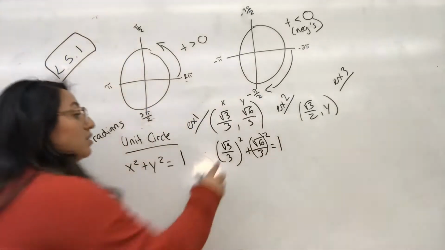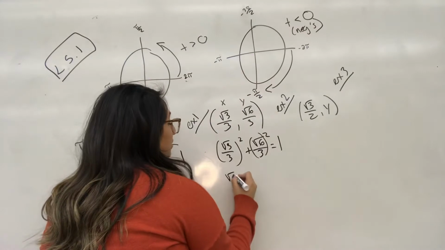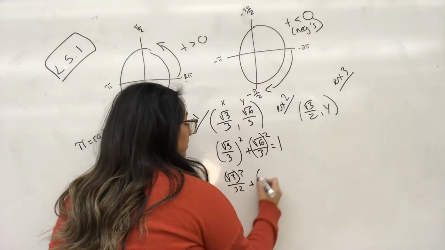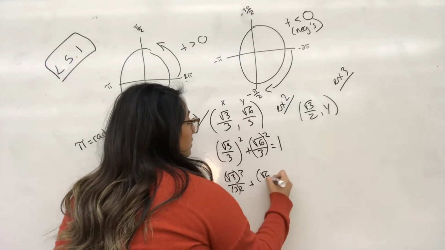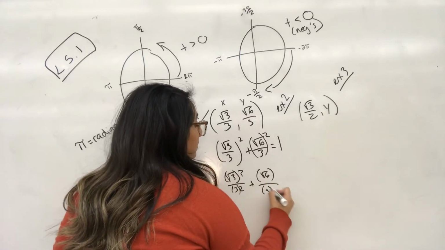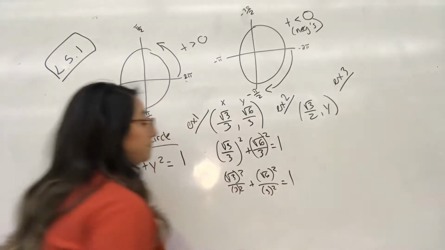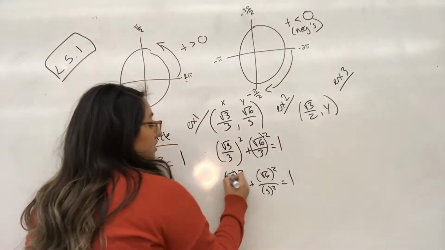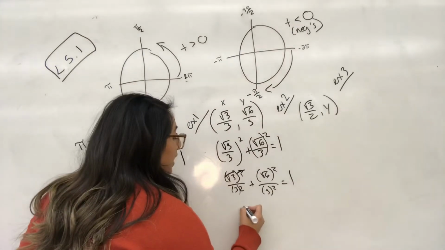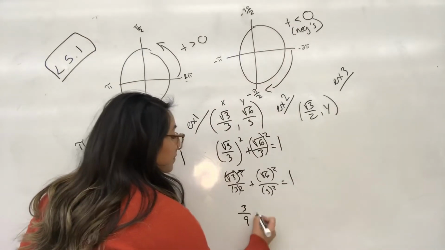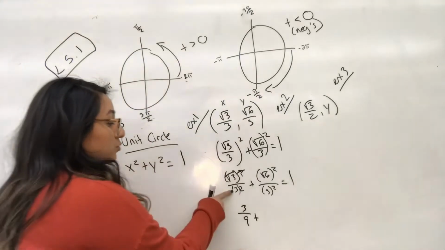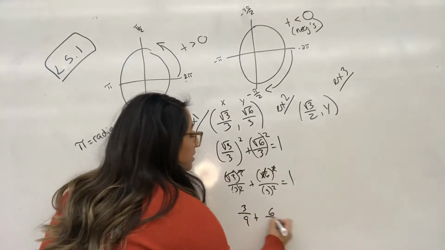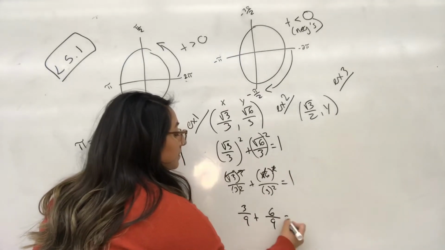Keep in mind, when you're squaring a fraction, you always square the numerator and the denominator. So numerator again, and denominator. And this should equal 1. If you look at the numerator, they are radicals, but it's squared, so they cancel each other out, so you get 3 over 9. That's for the first one, 3 squared is 9. Second one, these cancel out, you get 6 over 3 squared, which is 9.